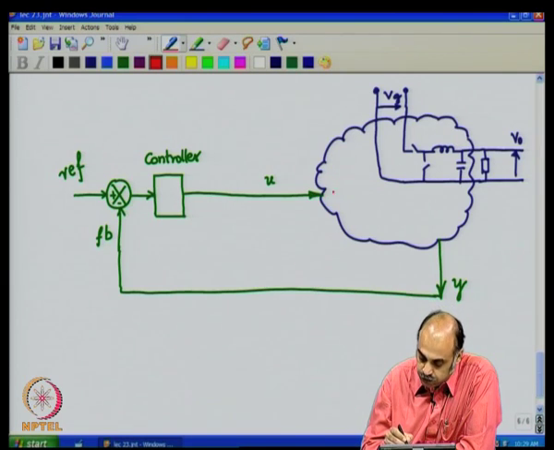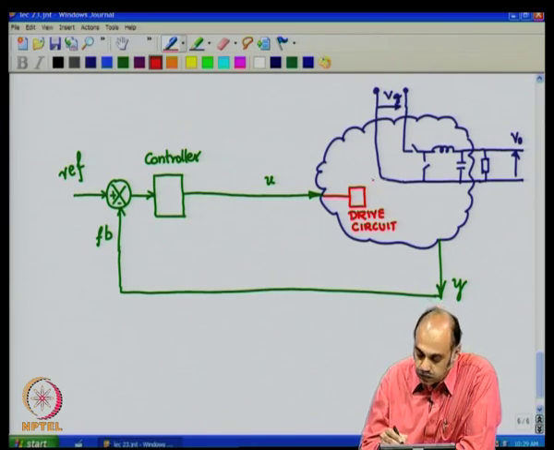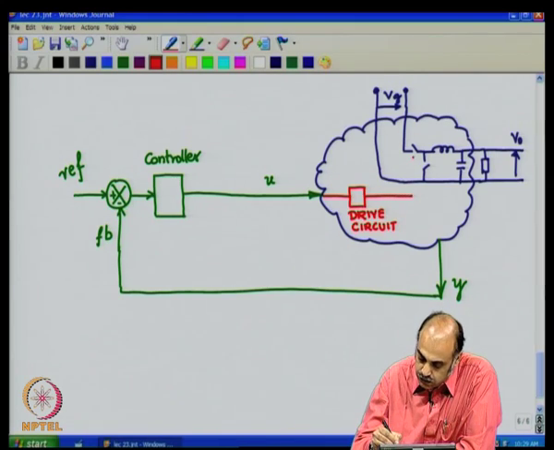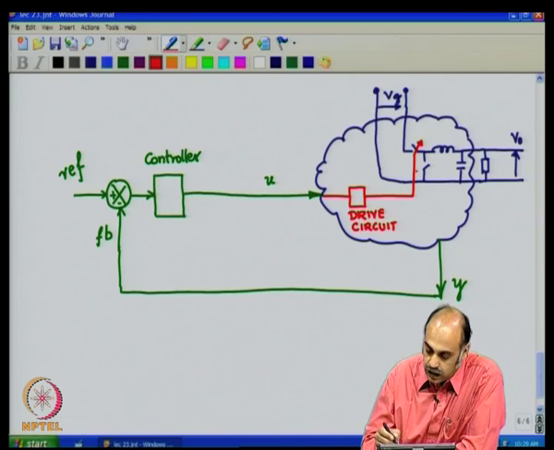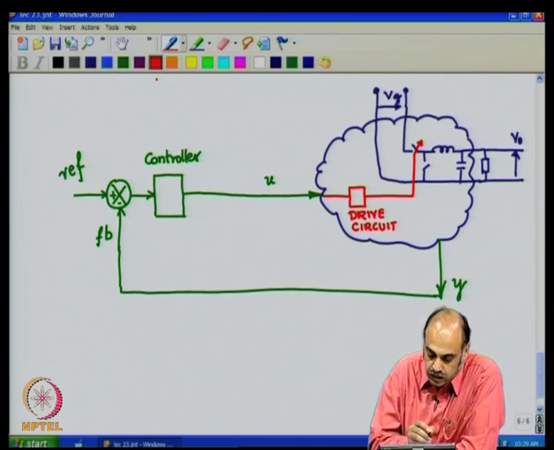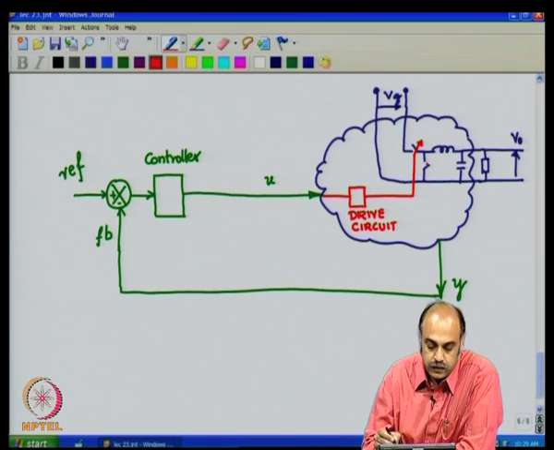Now, what is this control input going to control? Where is it going to go? So, this control signal actually gets amplified. We call it the drive circuit, and the output of the drive circuit is going to control this switch, and the other switch is actually uncontrolled. It is automatic by virtue of the fact that this can be a diode.